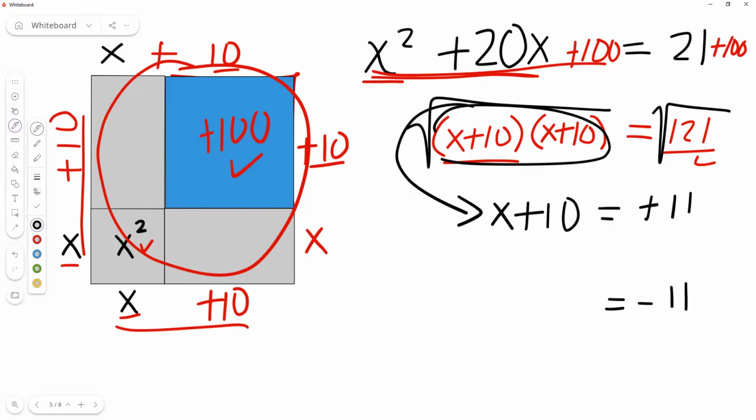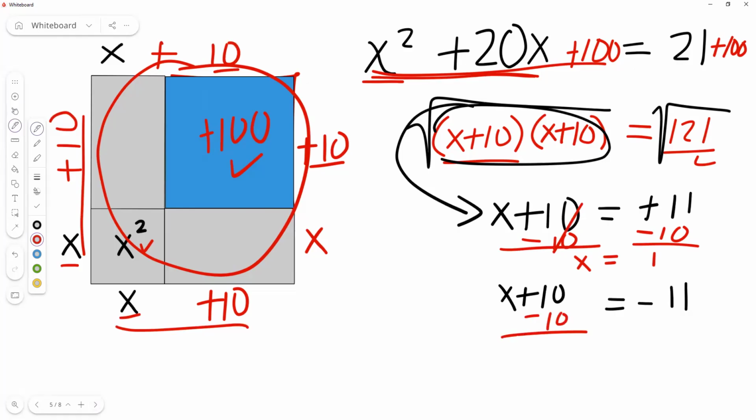All right, so we got two equations to solve. And the way we do it is we subtract 10 from both sides, the subtraction property of equality. So this cancels, and we have x equals 11 minus 10, which is 1. Then we do the same thing with the second equation. We subtract 10 from both sides, so we have negative 11 minus 10, which is negative 21. Over here, the 10s cancel, and this is x equals negative 21. Those are our two solutions, and that's how you use completing the square to solve for x.